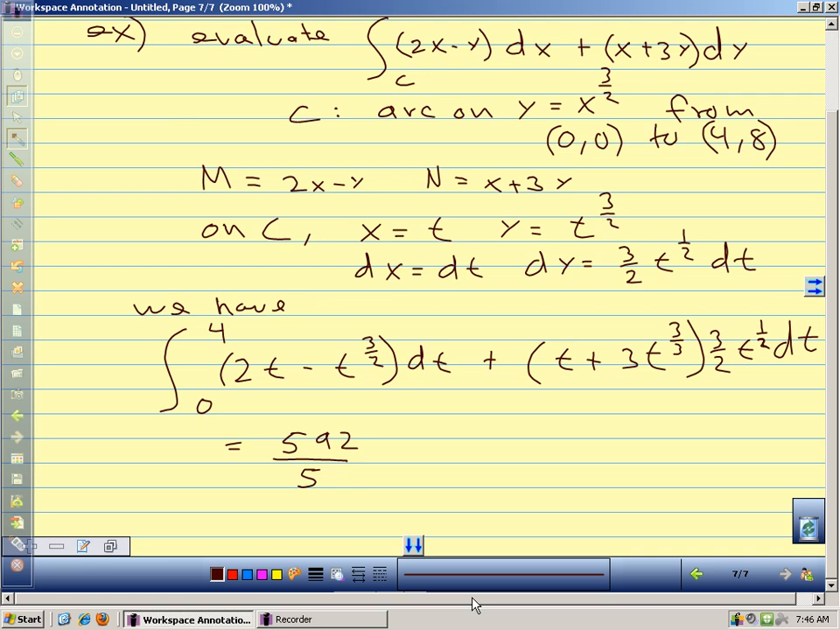So same kind of procedure. We want to represent x and y in terms of our parameter, represent our dx and dy in terms of our parameter, and substitute in and evaluate our integral. I don't want to do another example. I just want to ask a question about an approach.